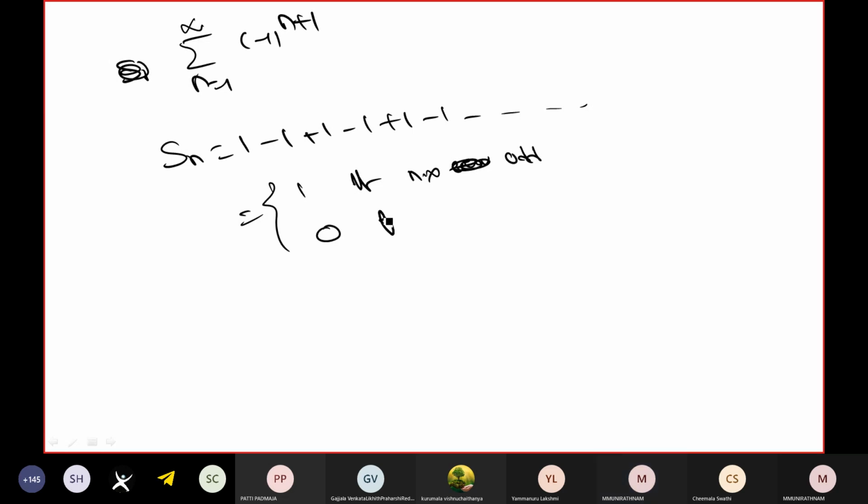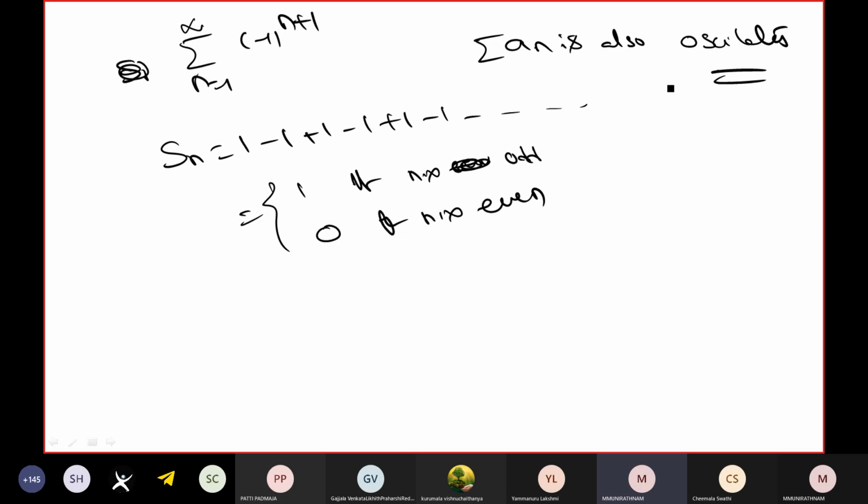ఈవెన్ టర్మ్స్ ఉన్నాయి అనుకో, ఈవెన్, దిస్ ఇస్ ఈవెన్. ఓకే, సో దీన్ని ఆసిలేటింగ్ సిరీస్ అంటారమ్మా. దిస్ కాల్డ్ ఆసిలేటింగ్ సీక్వెన్స్, రైట్? So Sn oscillates. Sn oscillates, then sum of an also oscillates. It is an oscillating series.